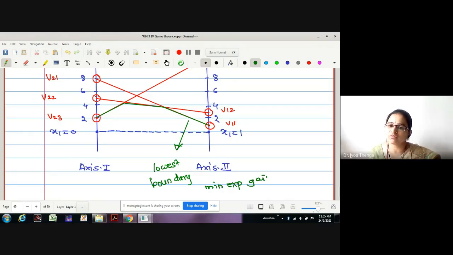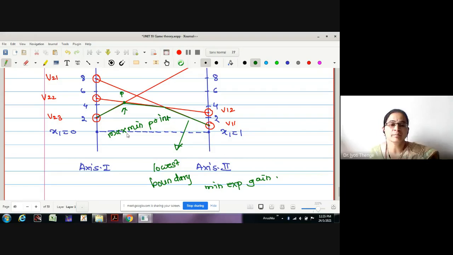Okay. Now then what do we want to do? We want to maximize the minimum expected gain. Therefore, on this highlighted boundary, we will find the highest point. What is the highest point on this line? This point will be the highest point. Let me mark it as P, and I can write this is the max-min point.